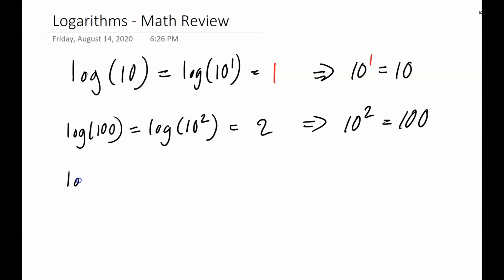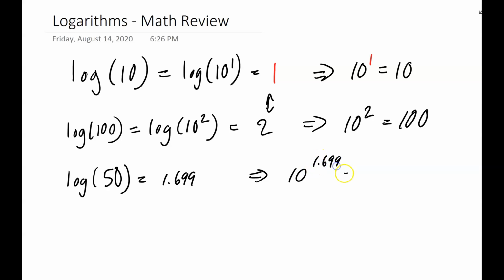Let's try a different one. This one we can't do in our head, but the log of 50. What number do you think this is going to be close to? Probably somewhere in between 1 and 2, right? But to actually get this, you got to go to your calculator, use your log base 10, and if you put it in, you'll get this, 1.699. What does that mean? Well, it means that if I take 10 and I raise it to exponent 1.699, I'm going to get back 50, right?